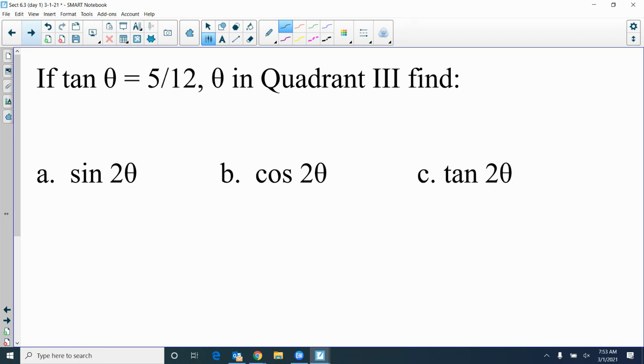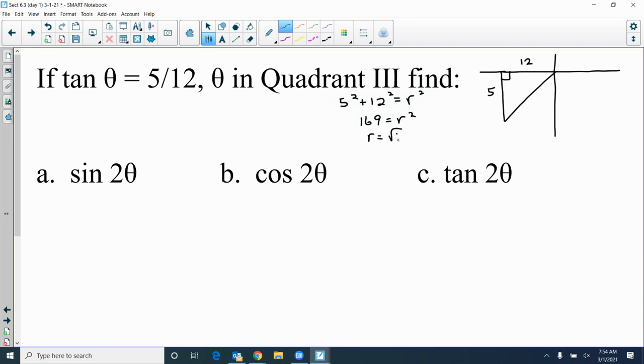Okay, so now it's in quadrant 3. It's positive 5 over 12. Which means opposite is 5, adjacent is 12, and we got to find that R value. So I'm going to do 5 squared plus 12 squared equals R squared. 25 plus 144 is 169 equals R squared.